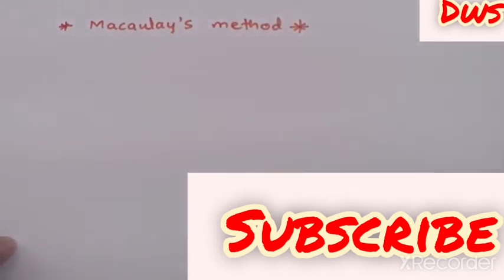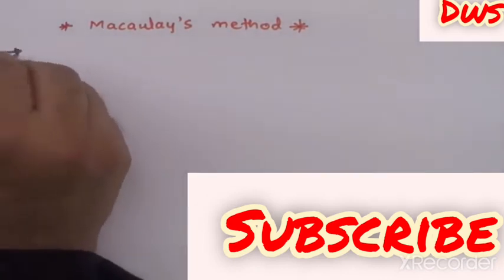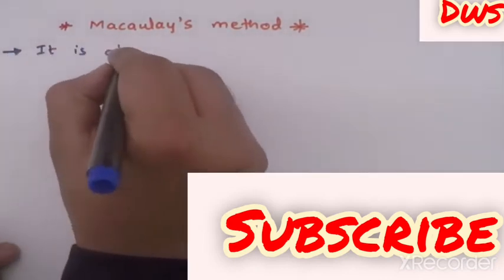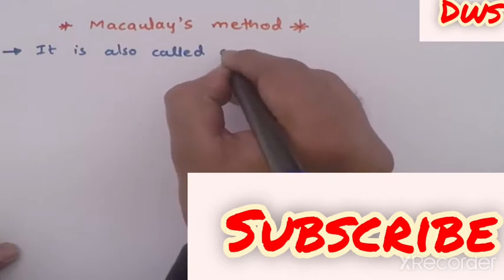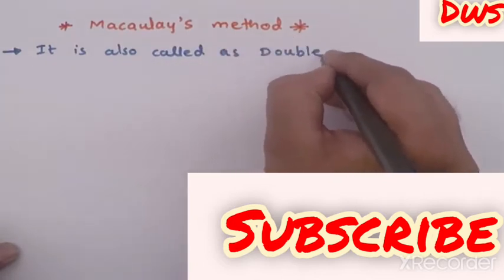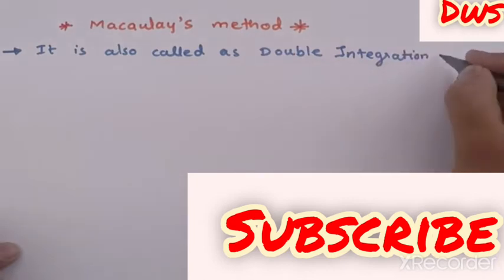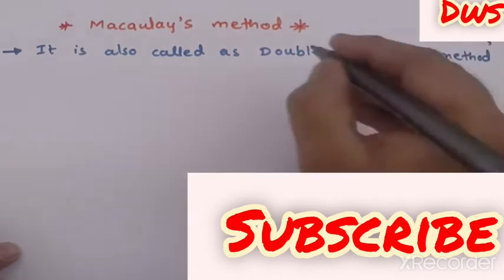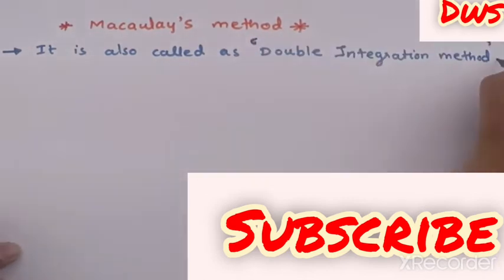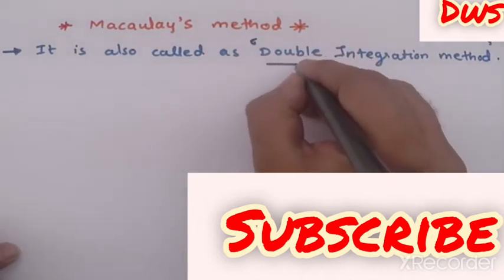Macaulay's method is also called the double integration method. This is the other name of Macaulay's method. It is also called the double integration method.